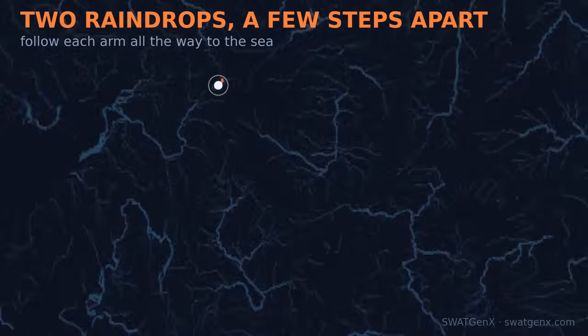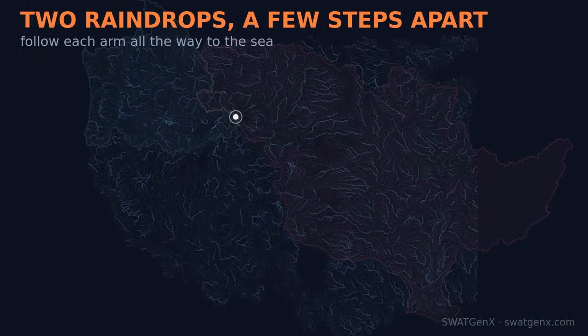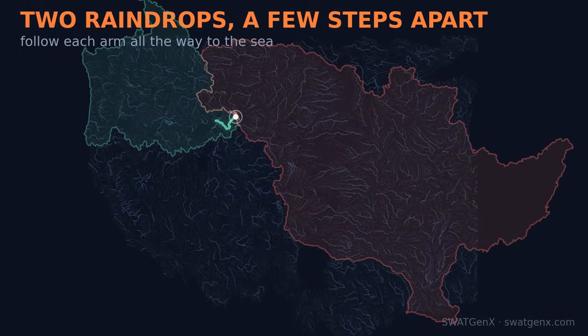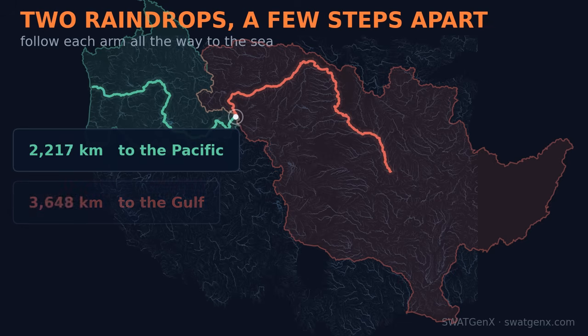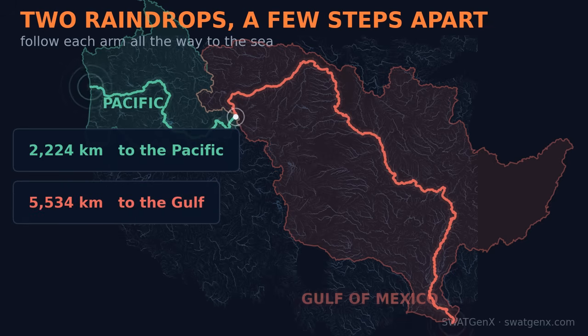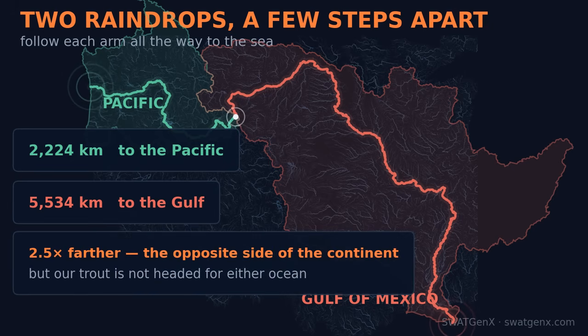and follow each arm all the way to the sea, and the scale of that split becomes clear. The left arm runs 2,200 kilometers to the Pacific. The right arm runs 5,500 kilometers to the Gulf of Mexico, 2.5 times farther, on the opposite side of the continent. Two raindrops, a few steps apart, ending oceans apart. But our trout is not headed for either ocean.